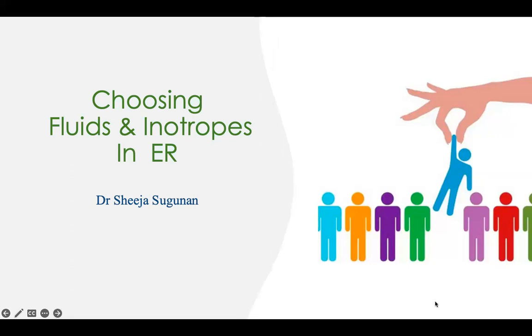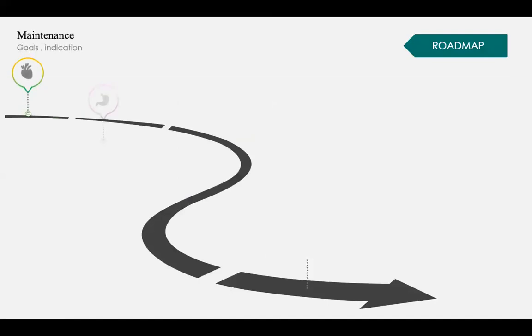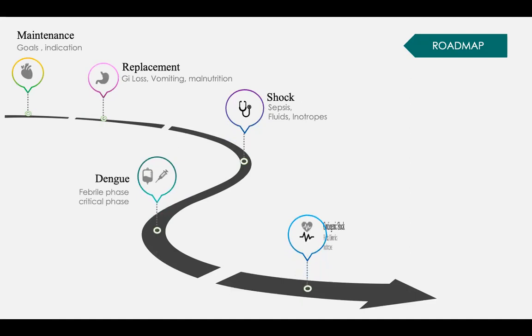Okay, so this is the topic, that is choosing fluids and inotropes in the emergency room. What I plan to do in the next 20 minutes or so is, through a few clinical scenarios, discuss how to choose fluids. That is, clinical scenarios that we commonly come across in the emergency room, which may range from a simple vomiting to a septic shock or a dengue.